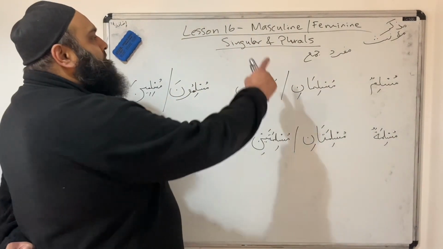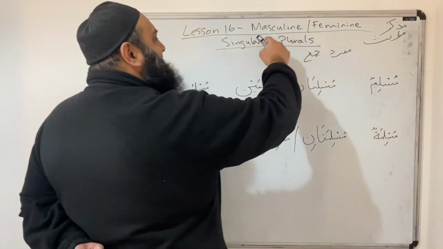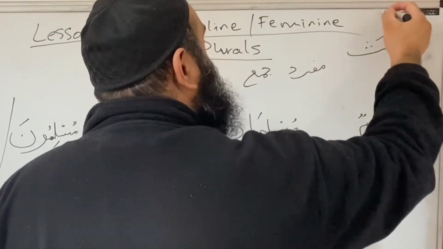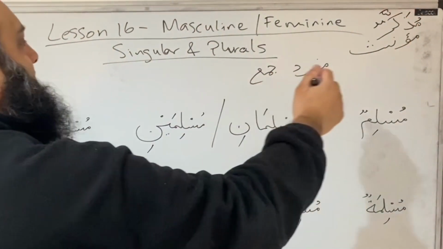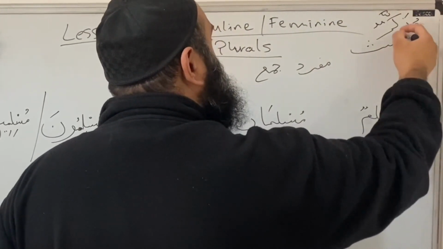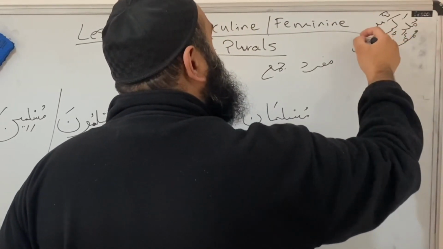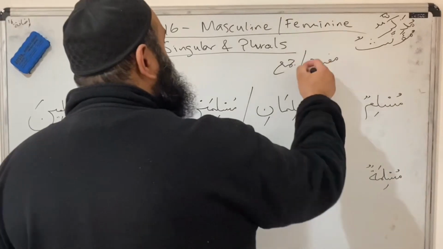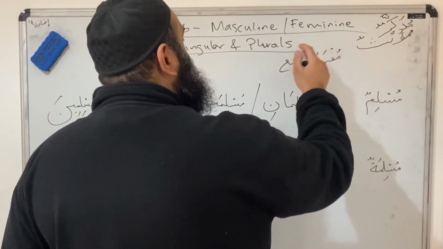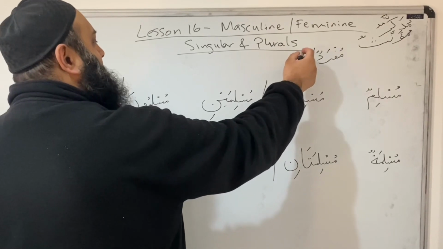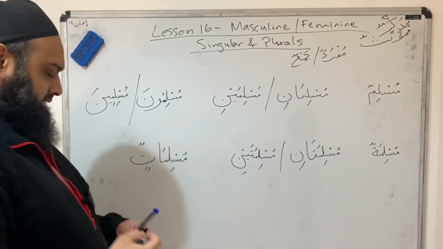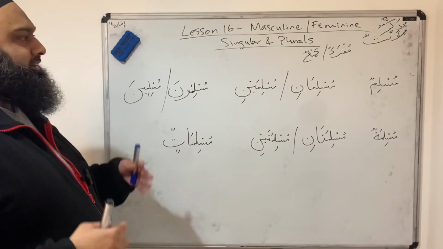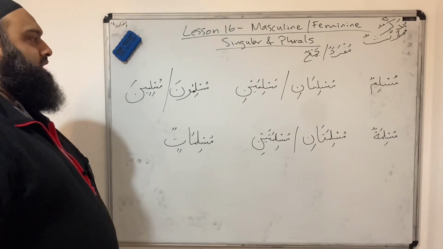So before we get started, masculine is mudhakkar. Let me just put the harakat on there: mudhakkarun. And feminine is mu'annath, mu'annathun. Yes? So mudhakkar is masculine, feminine is mu'annath, and singular is mufrad, mufradun. And plural is jama', jama'un. Okay? Like, for example, you will see the word jami' in the Quran, which is used a lot, which means together. And of course, the plural is a group of people who are together.